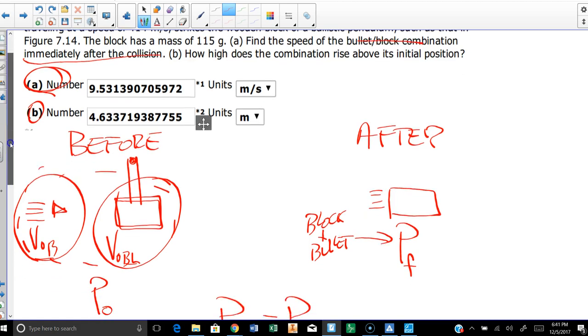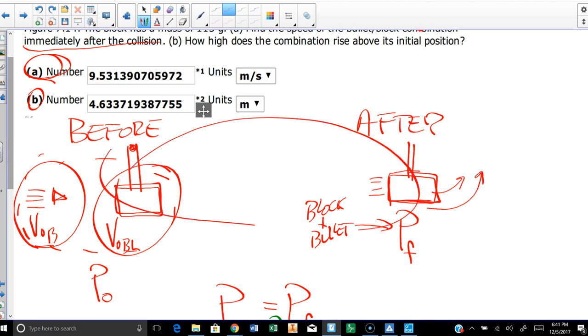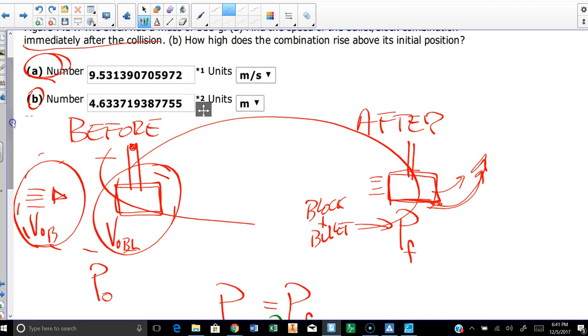They have to say immediately afterwards because when this thing starts to swing up, some of its kinetic energy is going to start turning into potential and it's going to slow down. So they want to know right after they collide, that starting velocity as it begins to go up. So the ending velocity for the collision part of this problem becomes the starting velocity for the energy part. So you want to keep that straight as we go through here.